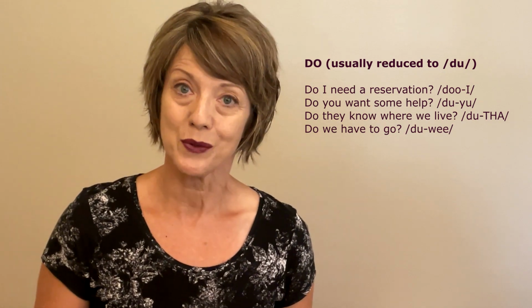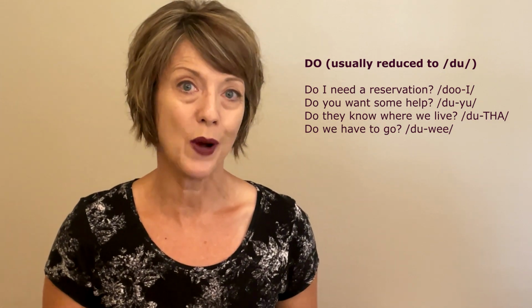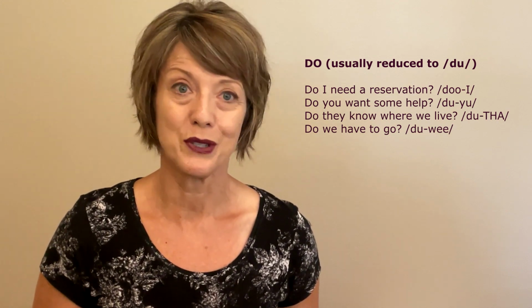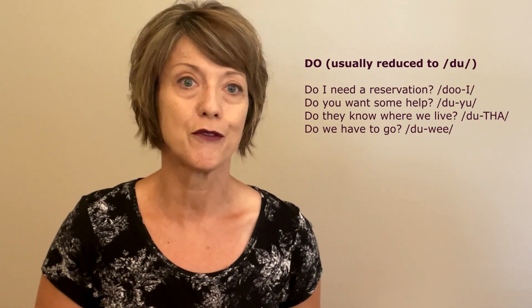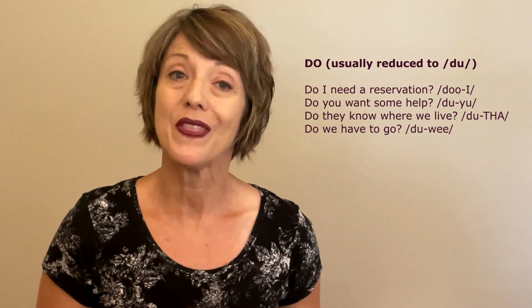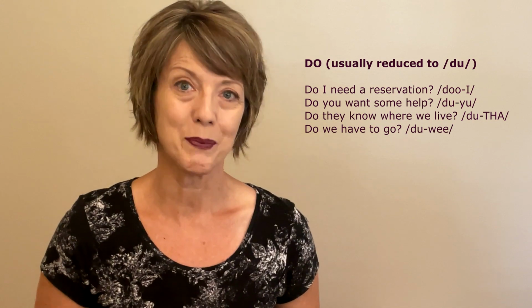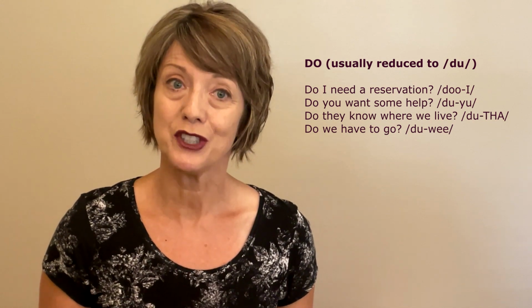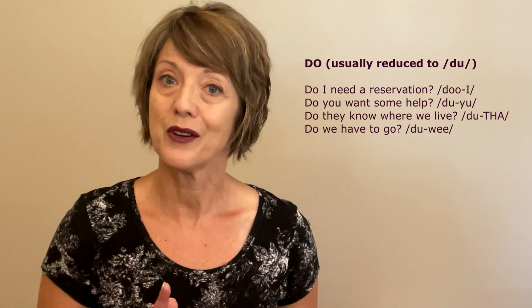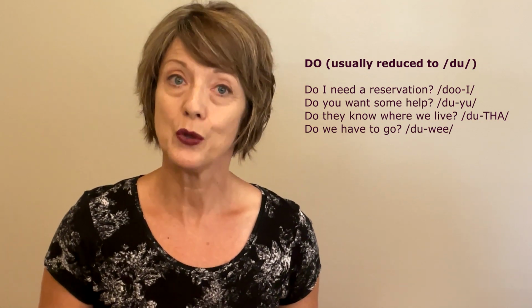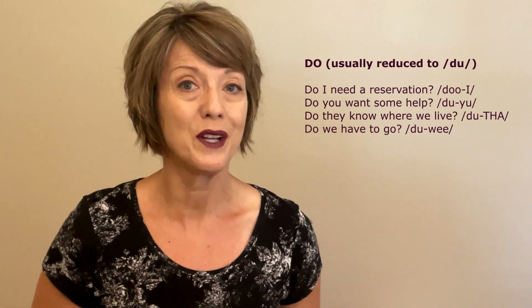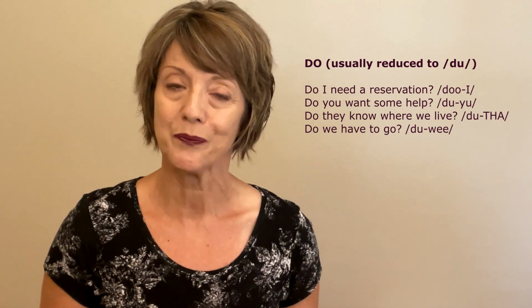This one is pronounced as do when a vowel sound comes next, as in do I, but it's frequently reduced to d, using the very short schwa vowel when the next word starts with a consonant sound. Let me give you some examples. Do I need a reservation? Here, there is no reduction of do because the next word starts with a vowel. Do I need a reservation? But the rest of these are all going to have a reduced form of do.